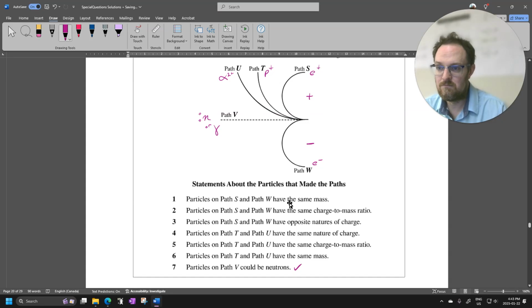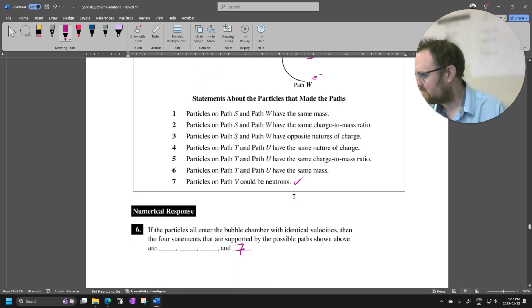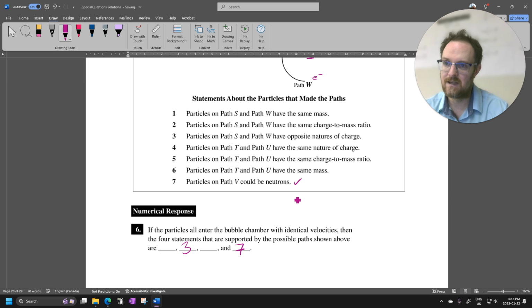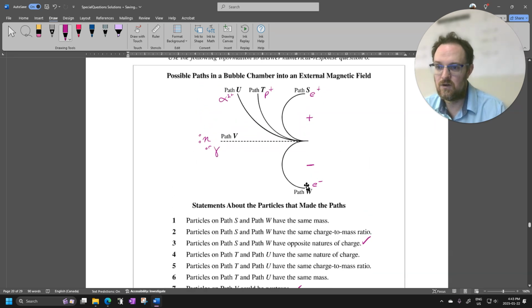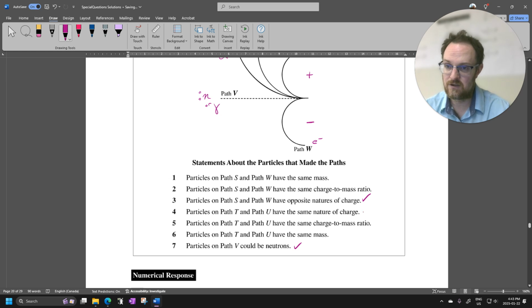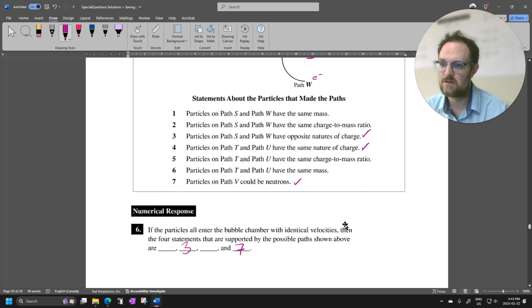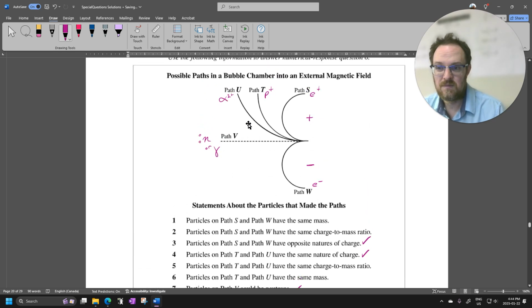It looks like S and W could have the same charge mass ratio. Not the same, they could have the same mass, maybe. Definitely S and W have the opposite charges. I'm going to put that down. So that's for sure. They have opposite charges, right? T and U definitely have the same charge, right? So the same nature, so that's definitely true. So I'm going to put 4 down. T and U could have the same charge mass ratio based on their speeds.